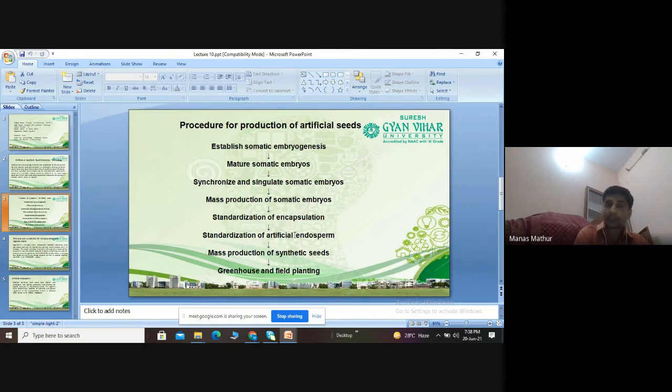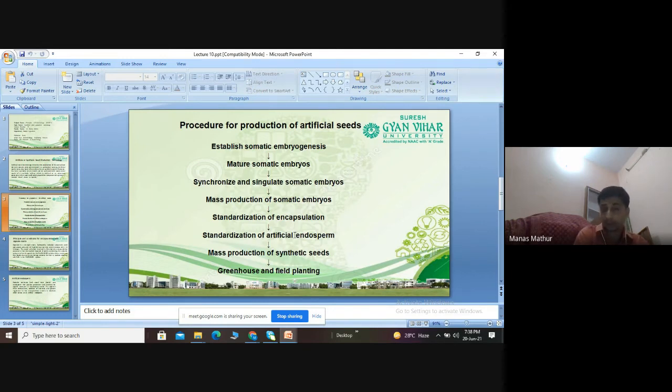First, we have to establish the somatic embryos. We have to wait for the maturation of somatic embryos. We have to go for fusion of somatic embryos. Then further, we proceed for its encapsulation. Through encapsulation, we standardize the artificial endosperm. That's why we call it artificial seeds.